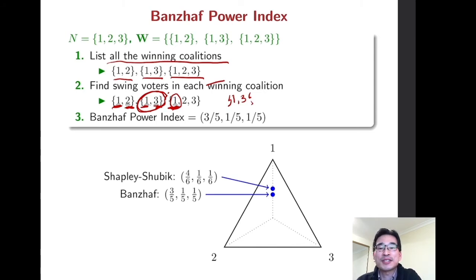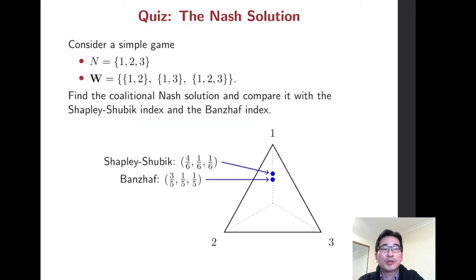So we have 5 cases. Among the 5 cases, player 1 plays as a swing voter 3 times, and the other players play as the swing voter once, right? So the first player's power is 3/5, and the other two players' power is 1/5. So we can compare the Shapley-Shubik power index and the Banzhaf power index here. They are somewhere here. So this is a quiz.